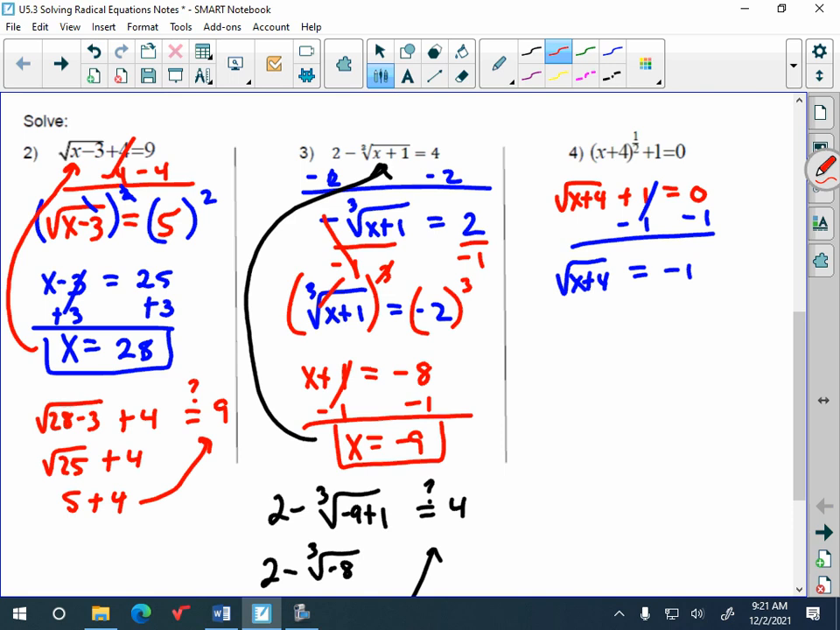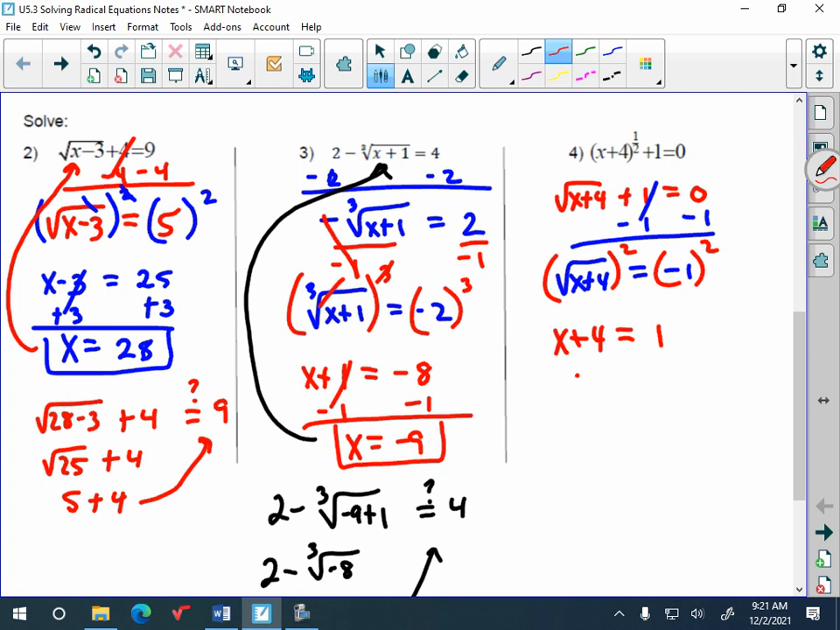Right, so it's isolated, so now we square both sides. The left side becomes x plus 4. The right side, negative 1 squared is what? No, it's positive 1. So this is right. It's really important. Negative 1 times negative 1 is positive 1. That's why we put parentheses.